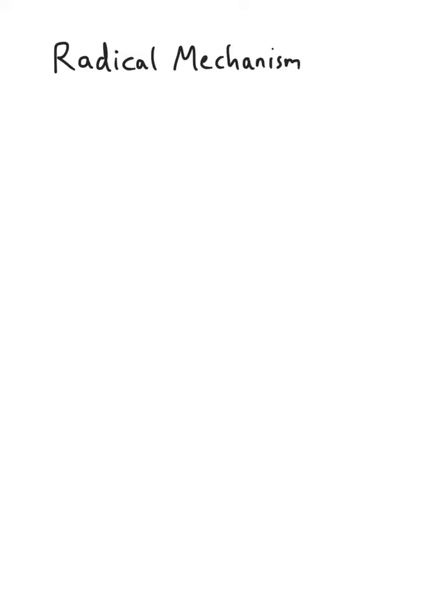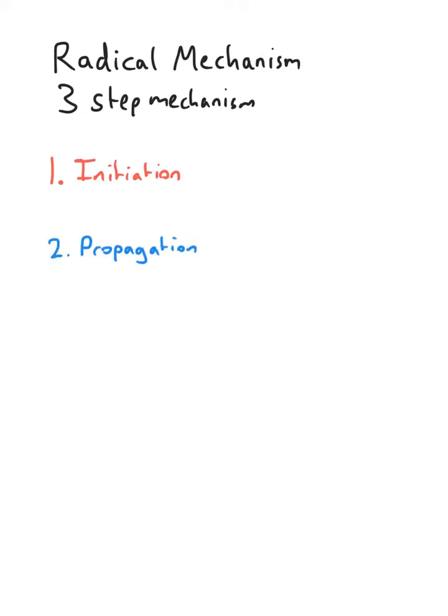This video is about the radical mechanism. Radicals follow a three-step mechanism. Step 1 is initiation, step 2 is propagation, and step 3 is termination.